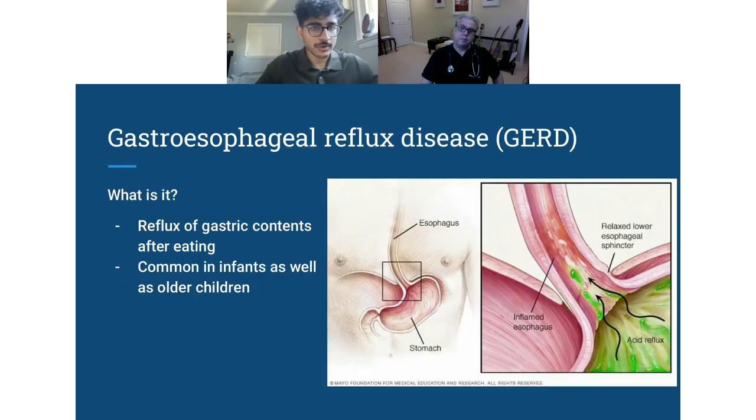And now we're going to talk about gastroesophageal reflux disease. And what is GERD? So it's essentially a reflux of the gastric contents after eating, and it usually comes up with the acid that's in the stomach. So it can really inflame that esophagus. It's common in infants as well as older children. And here I just have a picture of acid coming up the esophagus. So you can see that a relaxed esophagus where it meets the stomach can kind of cause backflow.